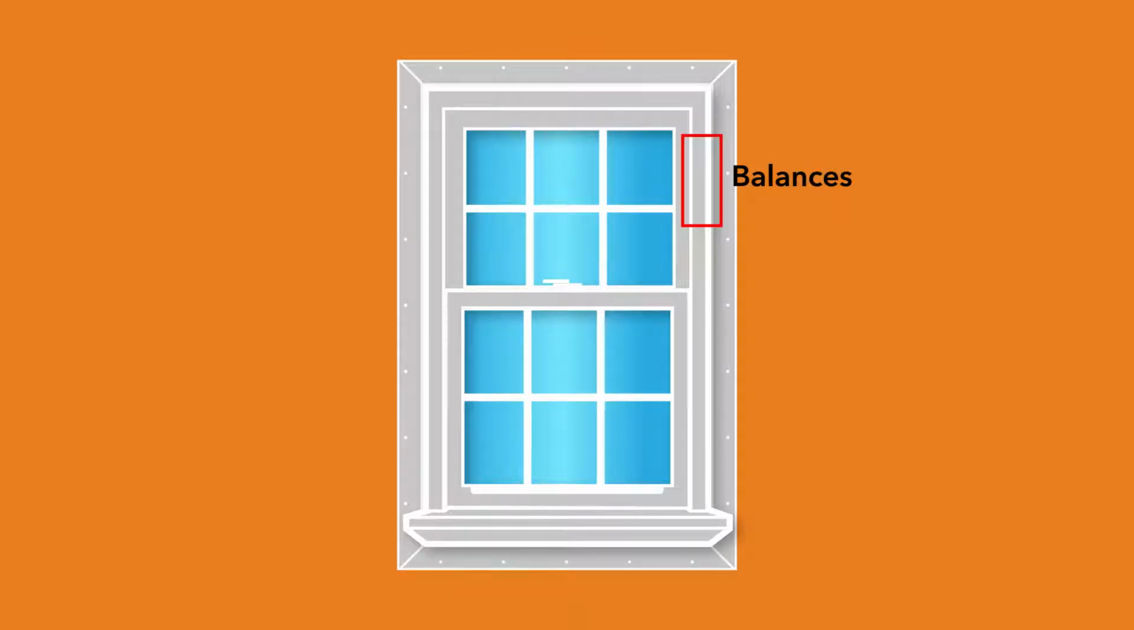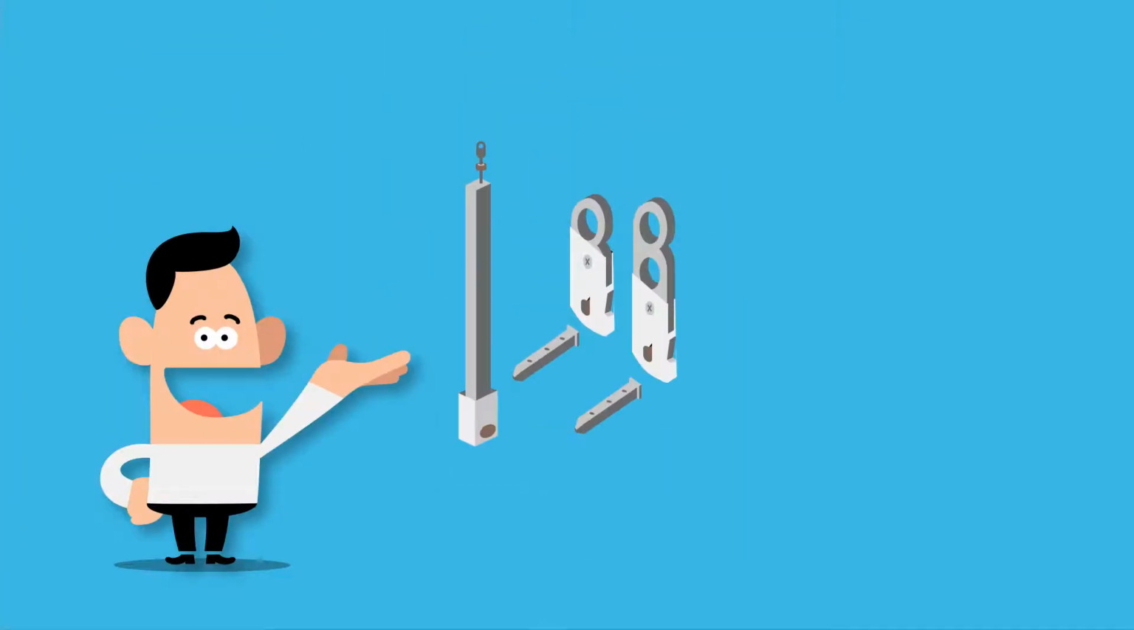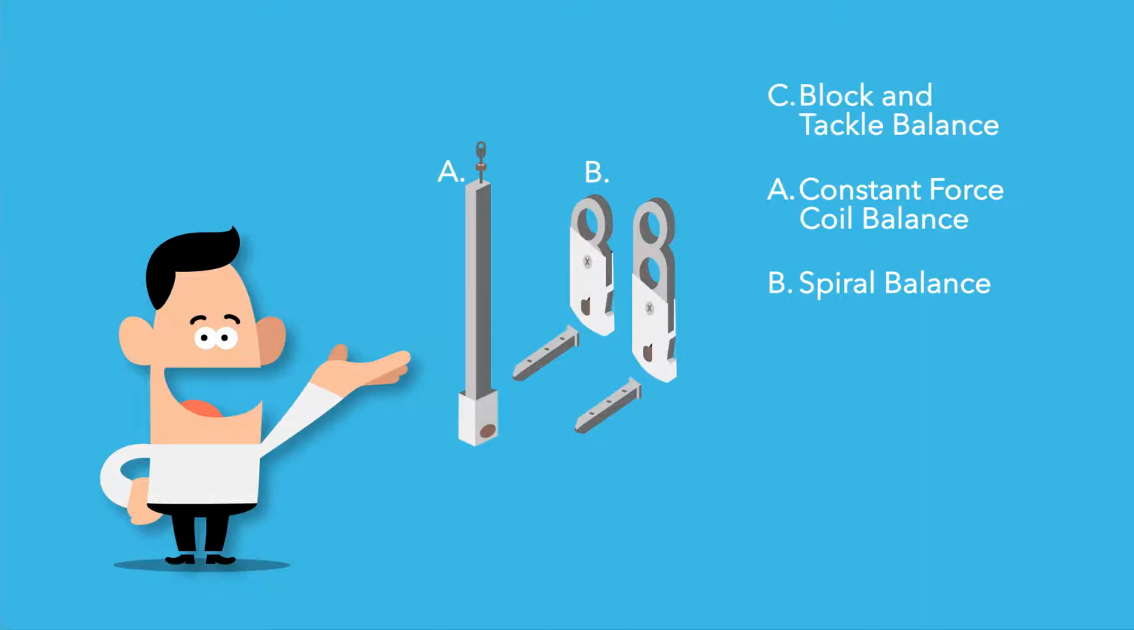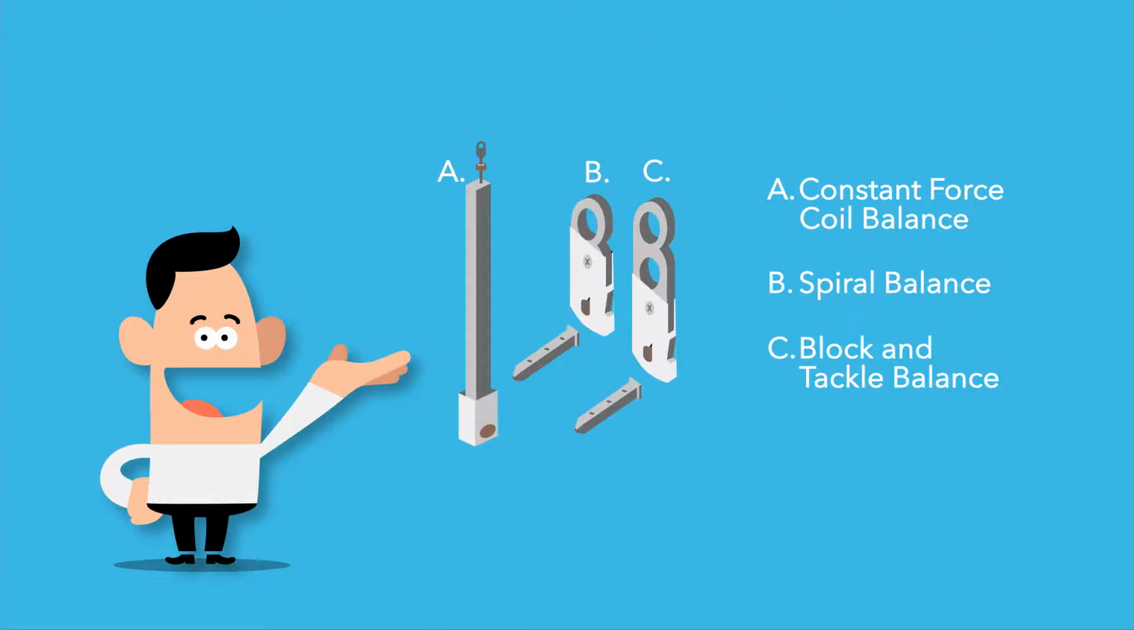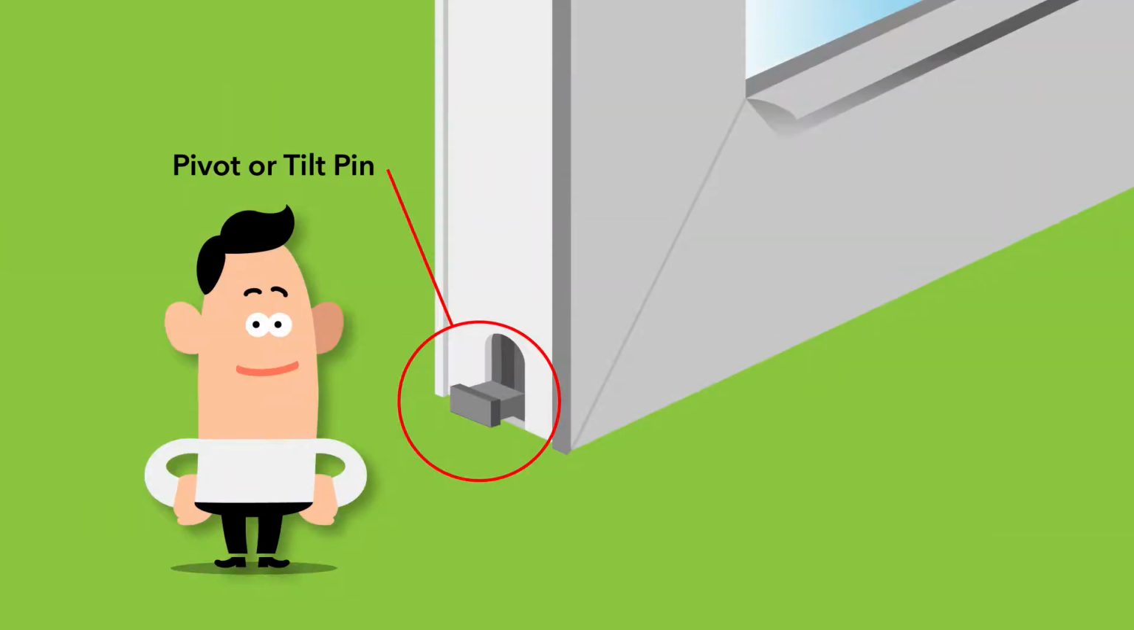The balance system, for example, is what allows the sash in a hung window to operate and stay in place. There are 3 main types of balance systems: constant force coil balance, most commonly used in replacement windows, spiral balances that can be adjusted as necessary for ease of operation, and block and tackle for new construction products. In each instance, the balance is seated in a pivot pin.